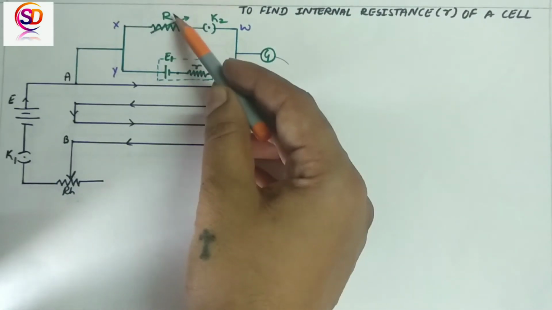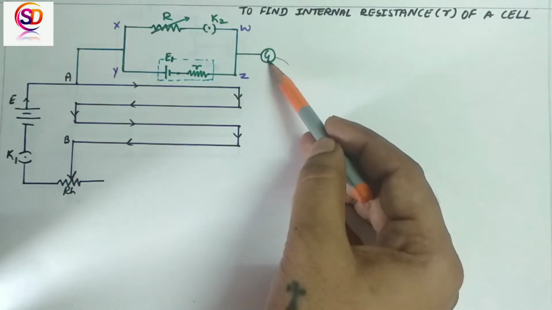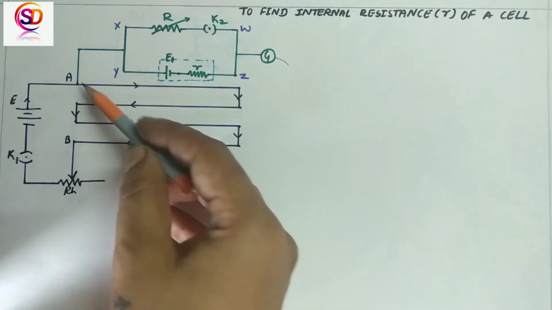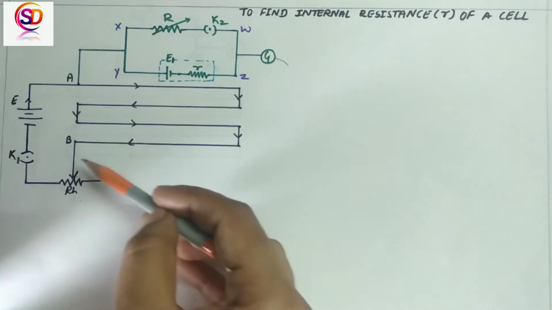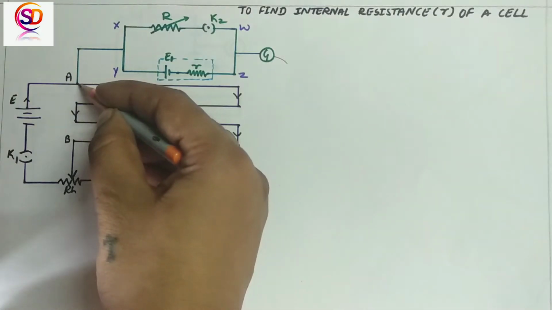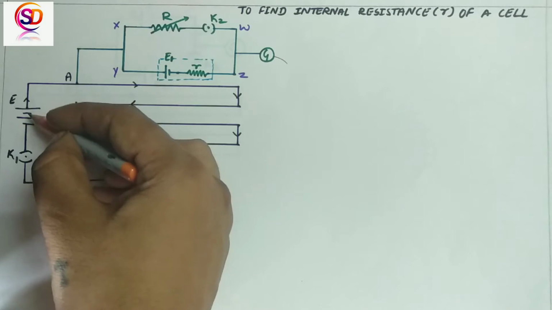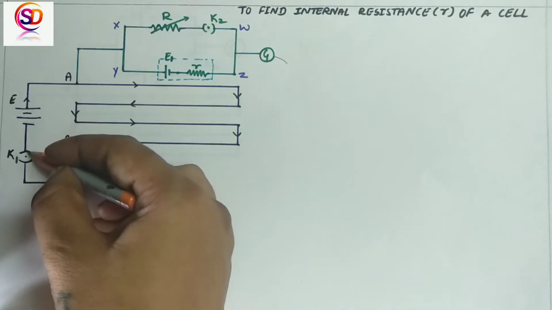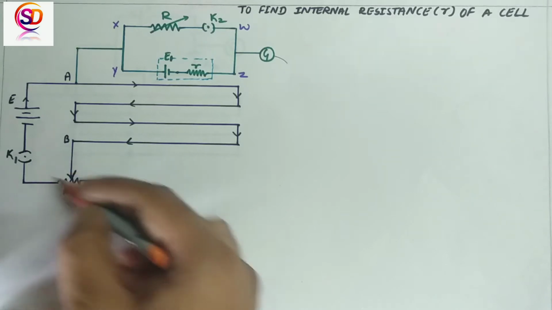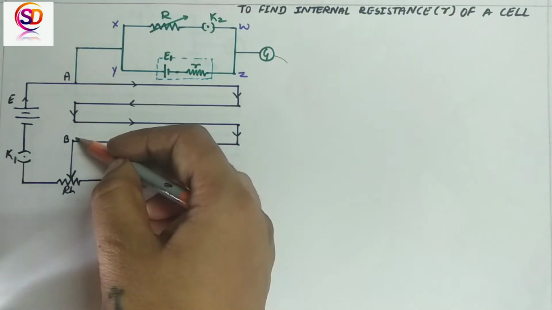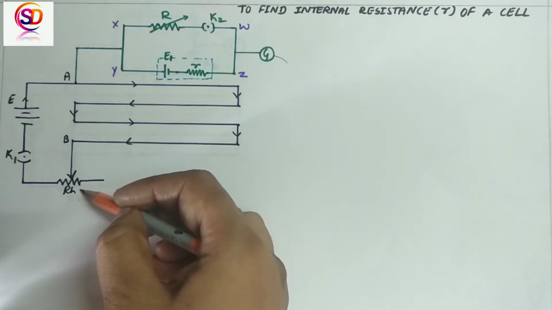Here R is the resistance box. G is a galvanometer and RH stands for rheostat. AB is the length of the potentiometer wire. One end of the potentiometer is connected to the positive terminal of the driver battery and the other terminal is connected to a key. From the other end of the key it goes to the rheostat. Then the other terminal of the potentiometer is connected to the rheostat.